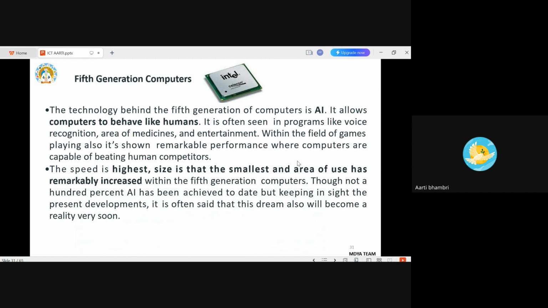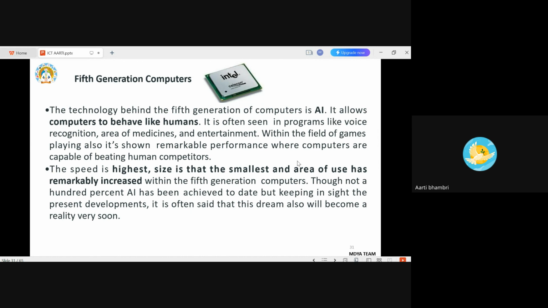It allows computers to behave like humans. This generation will come. For now it is all in the mind, or scientists are researching these things, but the time will come when robots will take our positions, because we are becoming slaves of this type of technology. We can't live without our phone for even 5 to 10 minutes. So the time will come. It is often seen in programs like voice recognition, and in the areas of medicine and entertainment.